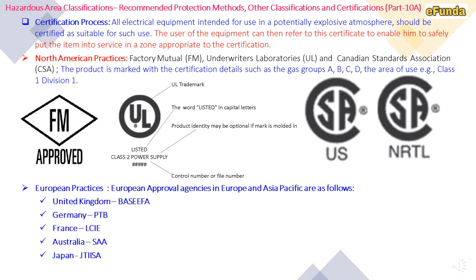European practices. European approval agencies in Europe and Asia Pacific are as follows: United Kingdom, BASEEFA; Germany, PTB; France, LCIE; Australia, SAA; Japan, JTIISA. This is how the certification process works, and North American and European practices can be seen.